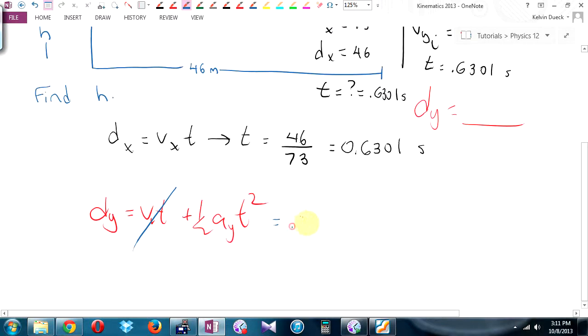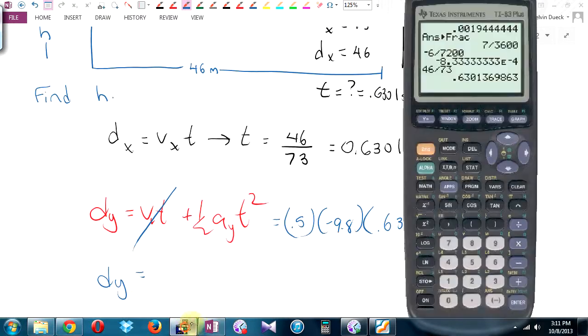It's going to be 0.5, negative 9.8, 0.6301 squared. 0.5 times negative 9.8 times that answer squared. And whoop. Why did I get it? Oh, because we're ending up below from where we started from, aren't we? I got the squared in there and everything, I think.